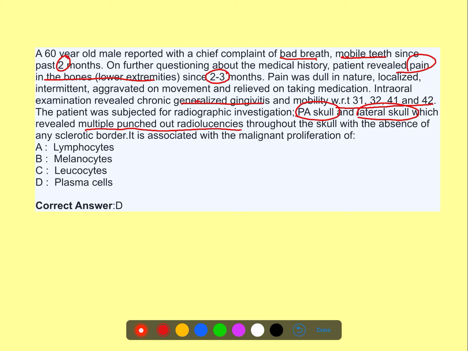Here also there is bad breath, mobile teeth and pain in the jaws or bones, with generalized gingivitis or movement of the teeth, and the radiographic features revealed multiple punched out radiolucencies. So all these are features of multiple myeloma, but in the options they have given it as associated with proliferation. So this is regarding the pathology, that is, multiple myeloma is because of the proliferation of plasma cells. So you have to interlink here radiology, pathology, medicine and even general pathology. So this option can be selected as plasma cells.